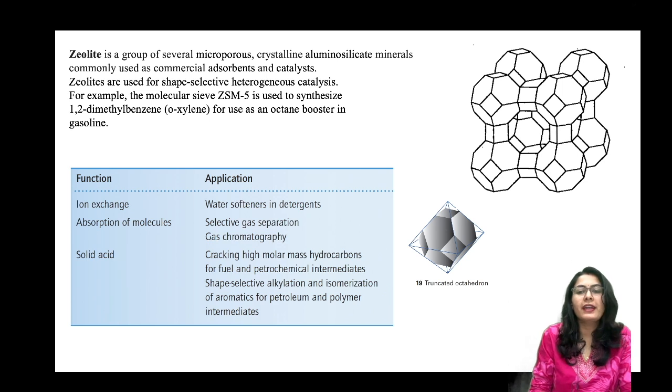Next important one. Previously I asked you a question based on the sodalite cavity in a zeolite. What is the shape? It is a truncated octahedron. So you see, what is a truncated octahedron? Right, truncated means we have cut the octahedron.